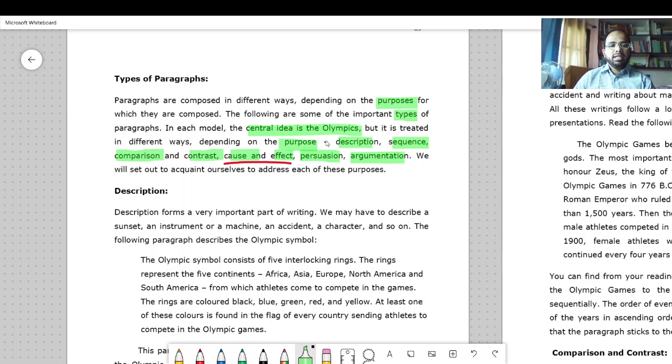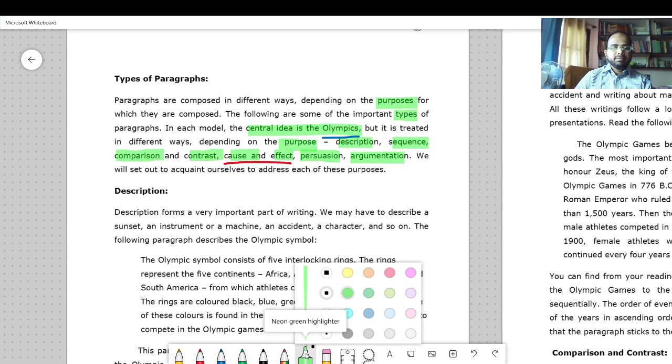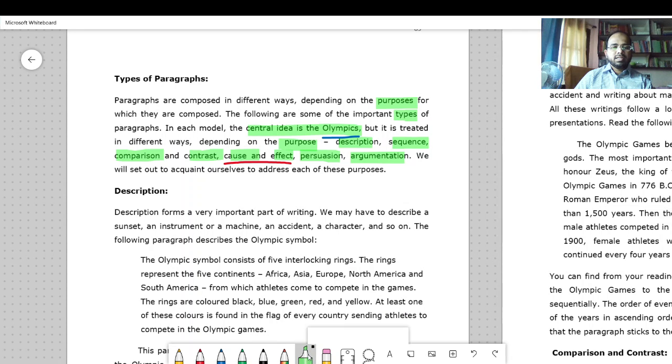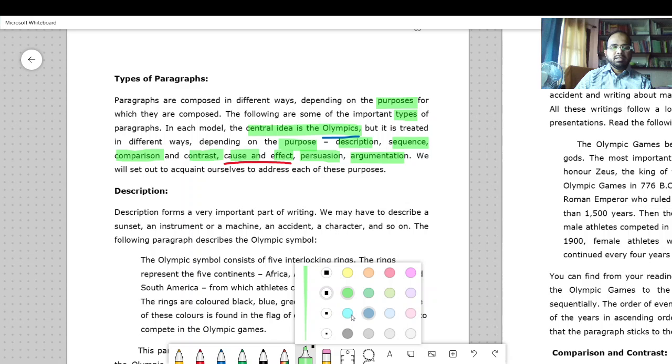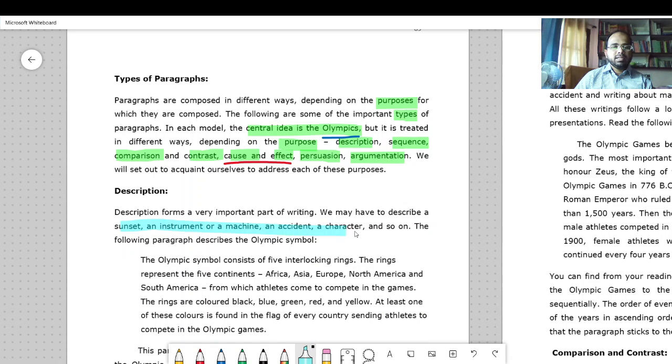So the central idea is the Olympics. It's all about the Olympics. So let us see how interesting it is. Description forms a very important part of writing. That is, we have to describe a sunset, an instrument, a machine, an accident, a character, and so on. The following paragraph describes the Olympic symbol. So what is it about?